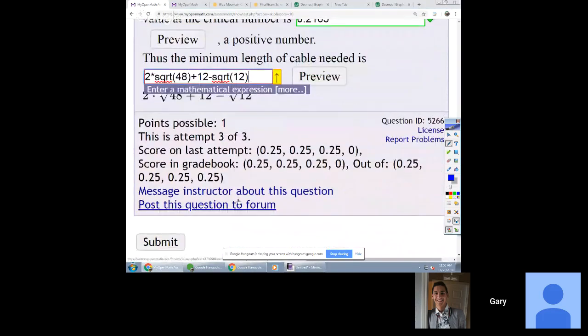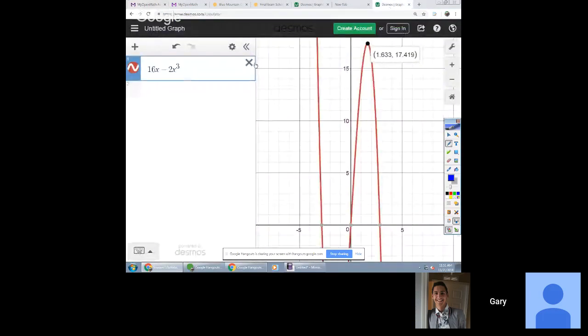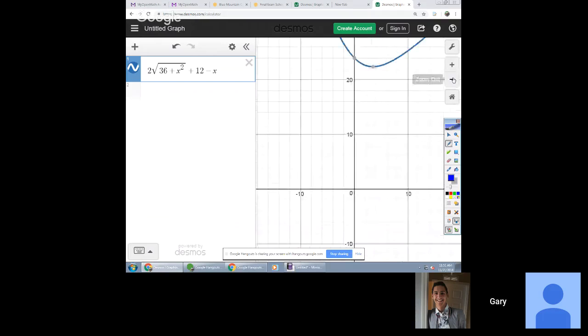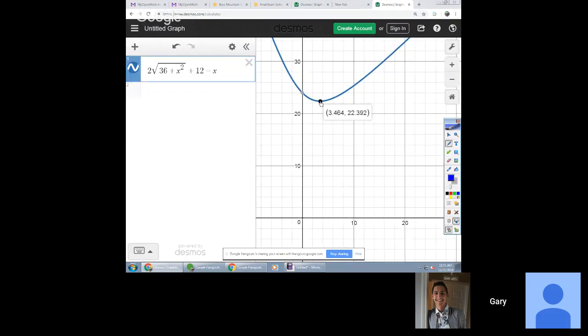Did I double check any other way? Did we look at the graph of the function yet? No, let's double check that before I use my last chance, because then it's going to give me different numbers. Okay, so we have twice the SQRT of 36 plus x squared, plus 12 minus x. And this is supposed to be concave down because I'm minimizing. And so let's zoom. There it is. 22.39. Is that in the ballpark? Yeah, that's what I got. And that's this value right there?